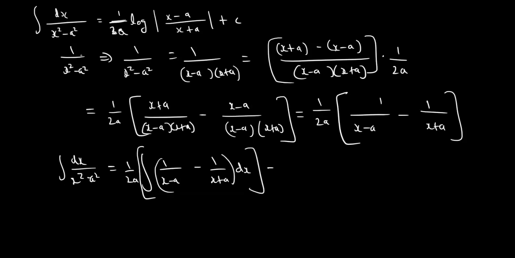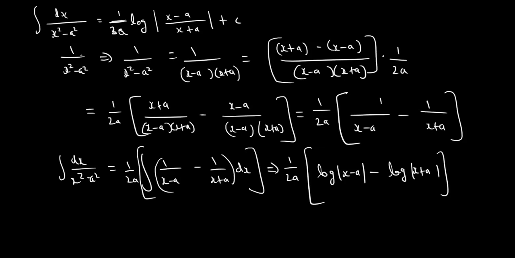dx, and the integral of this will be 1 by 2a, integral of first 1 by x minus a, which is log x minus a, and the integral of 1 by x plus a, which is log x plus a, and we have to put the arbitrary constant. This can be reduced to 1 by 2a log x minus a by x plus a.